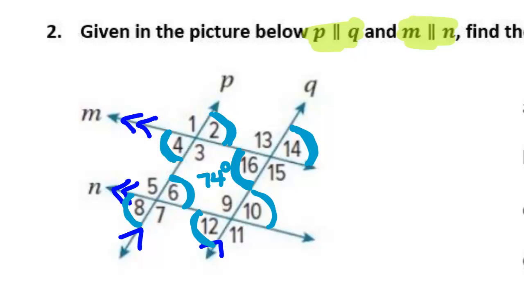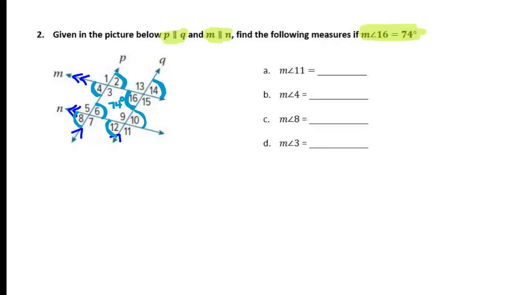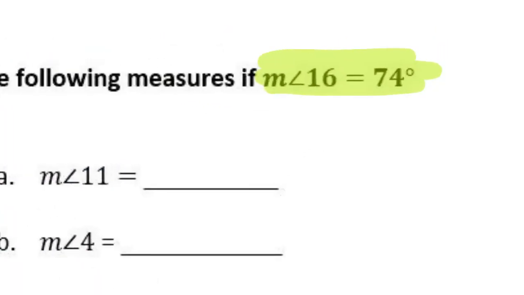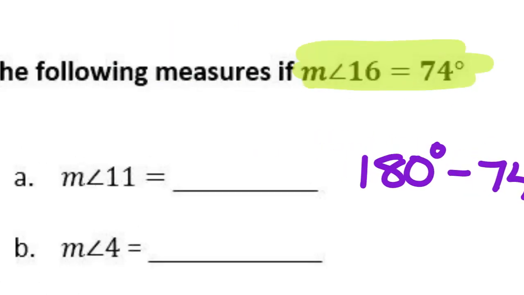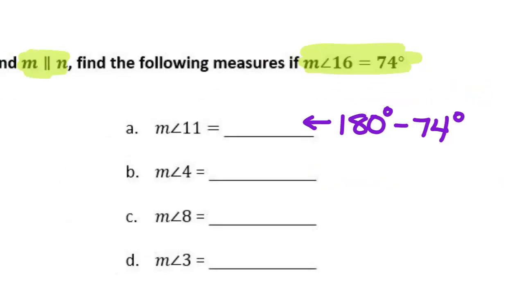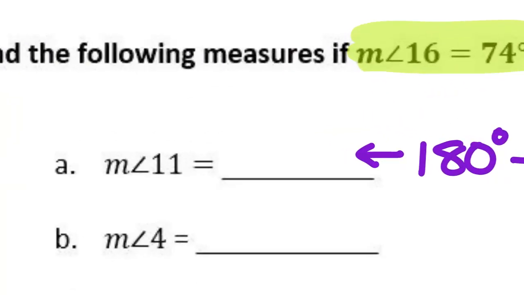All right, I think we're ready to answer these questions now. All of those angles that I have marked are 74 degrees. Is angle 11 one of the marked angles? No. So how am I going to find its size then? 180 minus 74. What is 180 minus 74? 106.